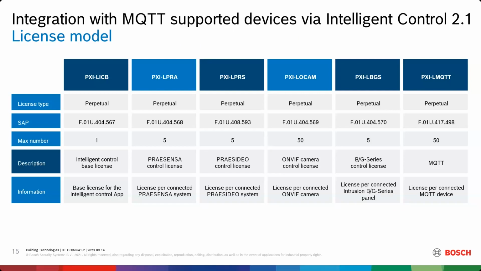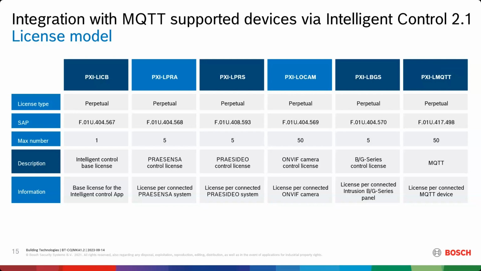If I look at the systems, every time you connect a system, you need one license, and you can go up to 5 connected systems per system type. Let's say PRAESENSA as an example. Each PRAESENSA system I connect, I need one license, and I can connect up to 5. The same goes for Presidio. So in total, 5 PRAESENSA systems, 5 Presidio systems. That's already 10 systems, so it adds per system type.